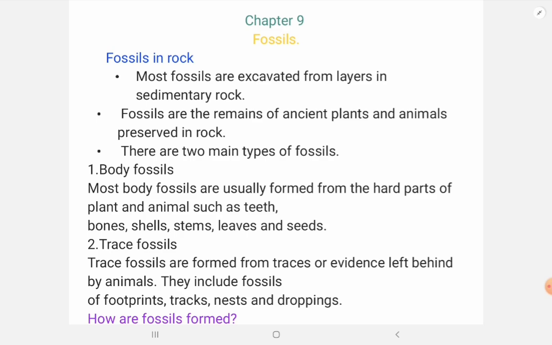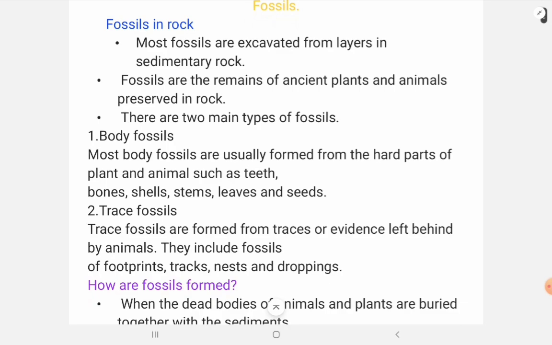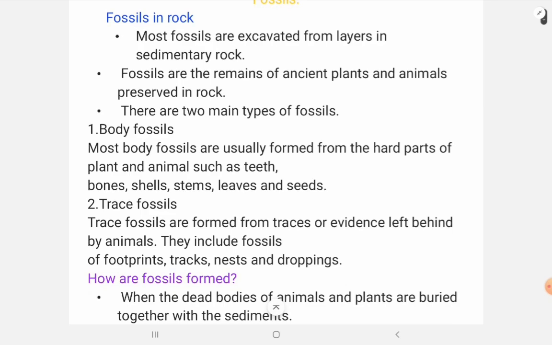So, now let's start. Fossils in rocks. Most fossils are excavated from layers in sedimentary rock. Fossils are remains of ancient plants and animals preserved in a rock. There are two main types of fossils. Number 1, body fossils. Number 2, trace fossils. Body fossils. Most body fossils are usually formed when the hard parts of plants and animals such as teeth, bones, shells, stems, leaves and seeds.